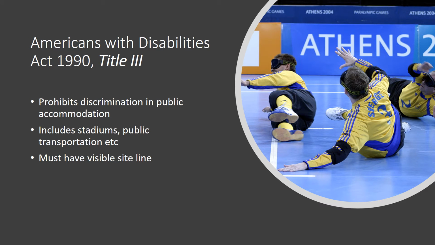Title III of the ADA prohibits discrimination in public accommodations. So this means that things like stadiums and public transportation need to include or have spaces for people with disabilities. So what this looks like in a stadium is that you can't just put people with disabilities in terrible seats. They need to have a visible sight line in which they can get to and from their seats and actually be able to watch the game like a person does that does not have a physical disability.